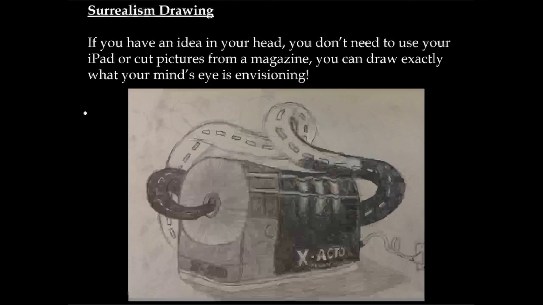So this artist here, her name was Ginger. She drew a pencil sharpener, and she has this road coming out of it, and she's mixed this really realistic drawing with something very imaginative, which is this road that is wrapping around and around, kind of like a roller coaster.